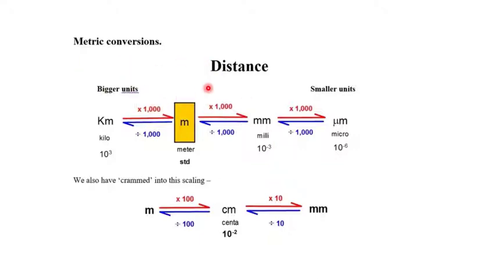A measurement system for distance has the meter as the base unit. 1,000 times bigger than a meter is a kilometer. 1,000 times smaller than a meter is a millimeter. 1,000 times smaller again, so 1,000,000 times smaller than a meter is the micrometer. But for measuring the paper, we're really more interested in this in-between unit known as centimeters. There are 10 millimeters to make a single centimeter and 100 centimeters to make 1 meter.